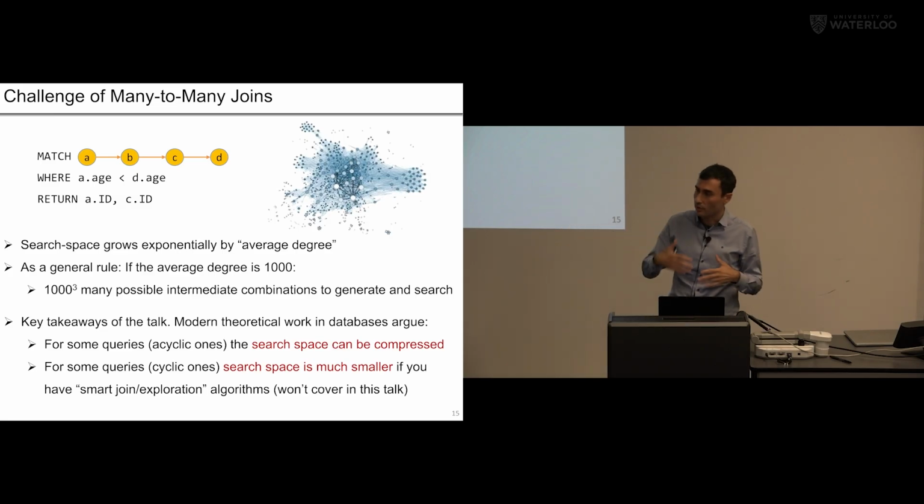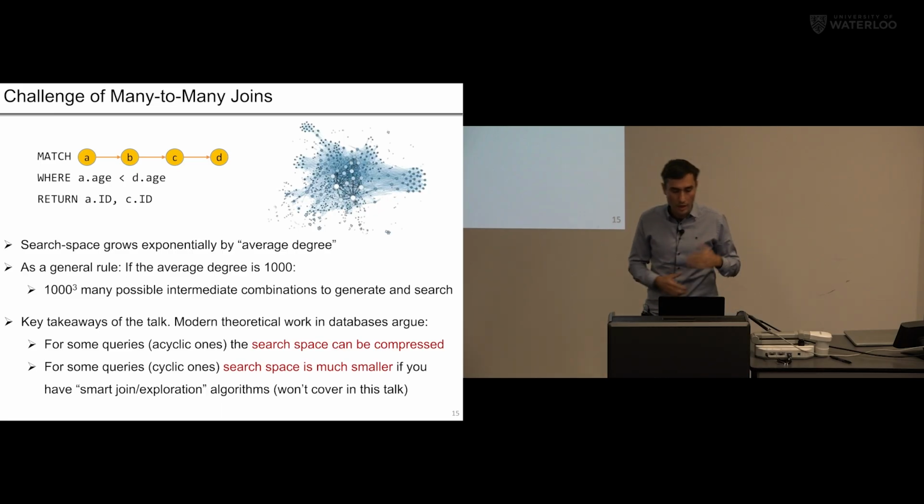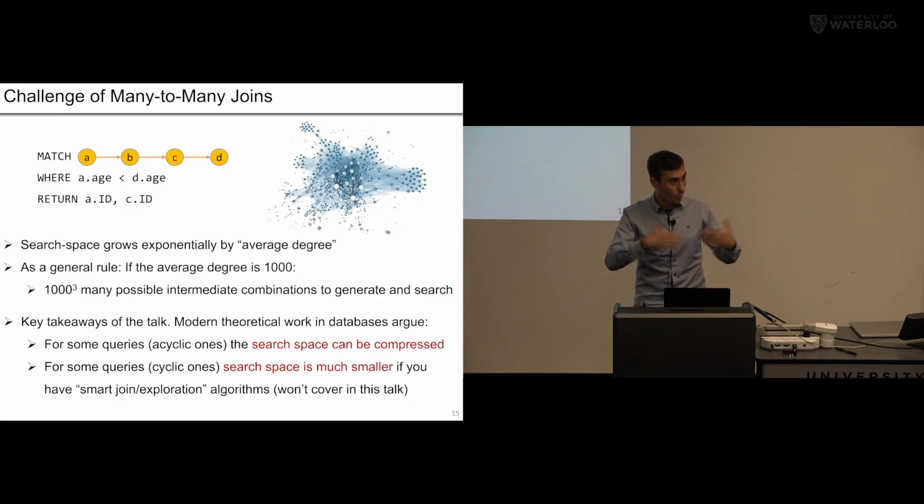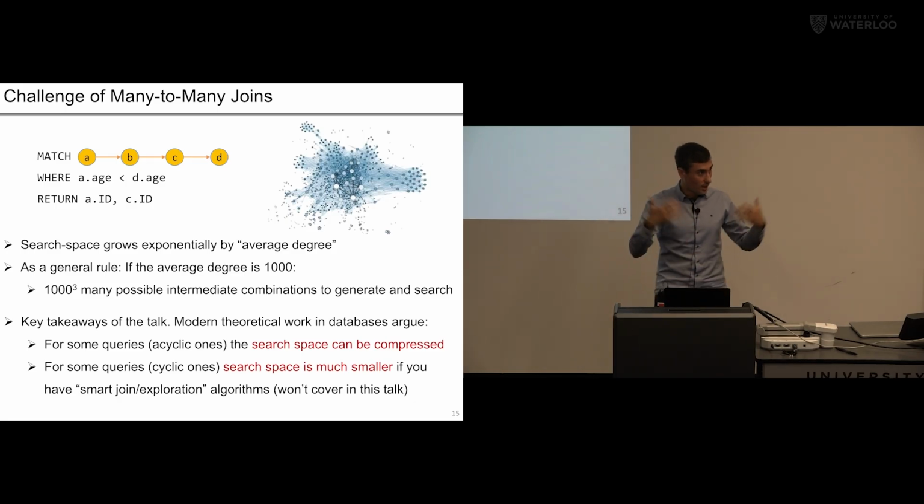So the search space of the patterns that you look at grows exponentially with the average degree. As a general rule, if the average degree is 1,000, each account makes 1,000 transactions. So for this 3-hop path, there are 10 to the 3 possible intermediate combinations that you have to first enumerate and check whether they match the pattern specified in the where conditions, okay?